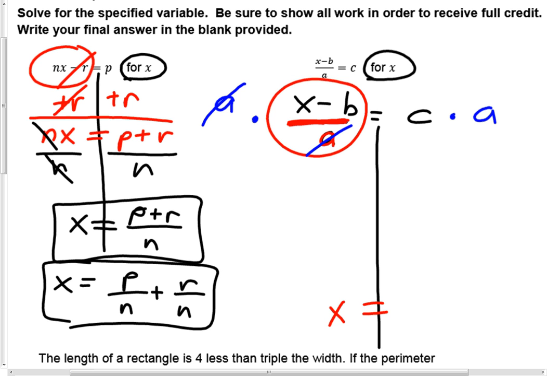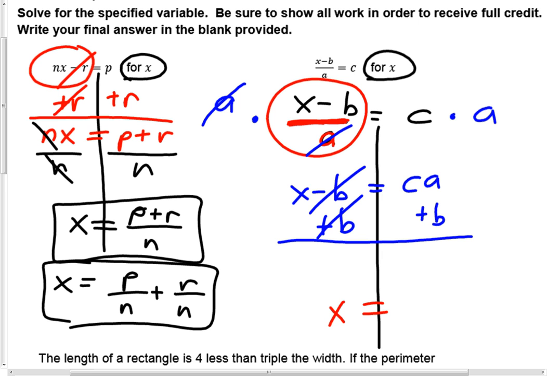Can I do anything with this? You just rewrite it: CA. You are doing less work with these problems. Don't let them intimidate you. What's left on this side? I still don't have X alone. How do I get it by itself? Plus B, plus B. B's go away. I can't do anything with this because they're not like terms, so I just write down CA plus B. I'm done.